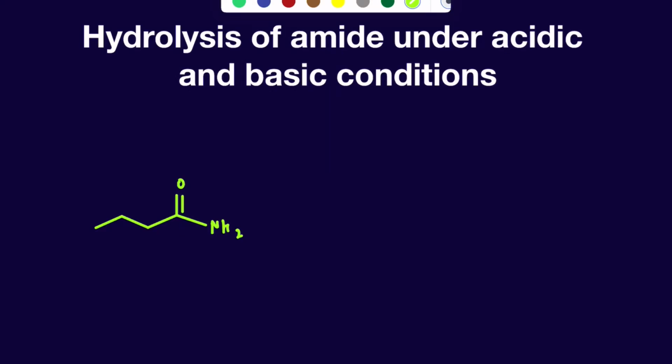In this video, I'll talk about the hydrolysis of amides under acidic and basic conditions. So we can hydrolyze amide functional groups, and when it gets hydrolyzed, it makes a carboxylic acid and an ammonia or amine, depending on what type of amide I have.